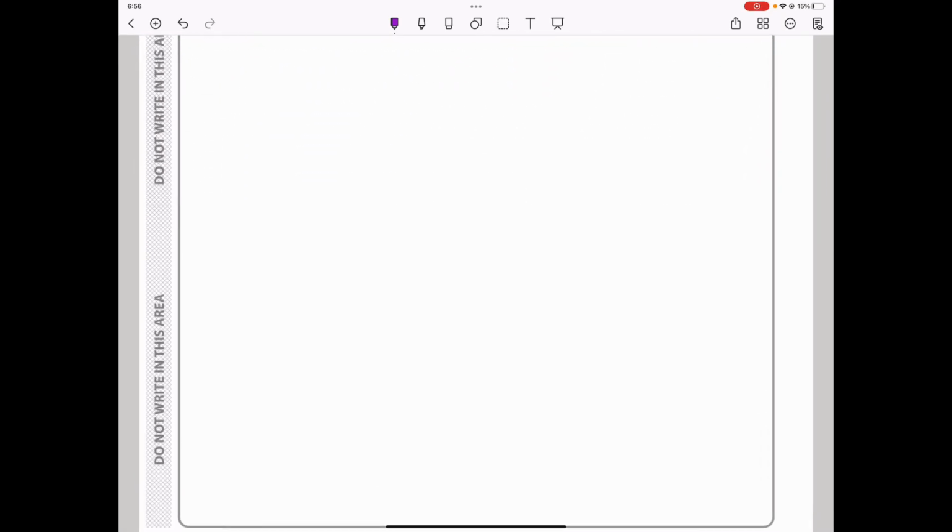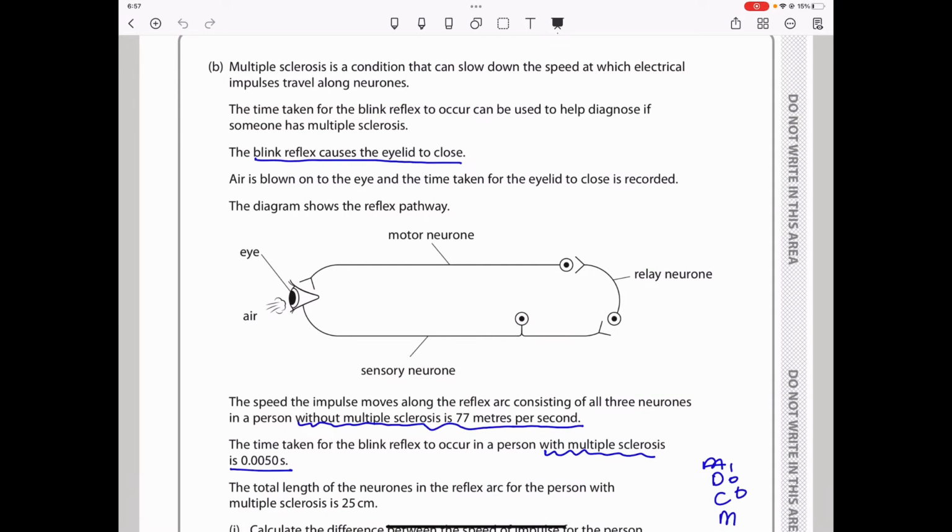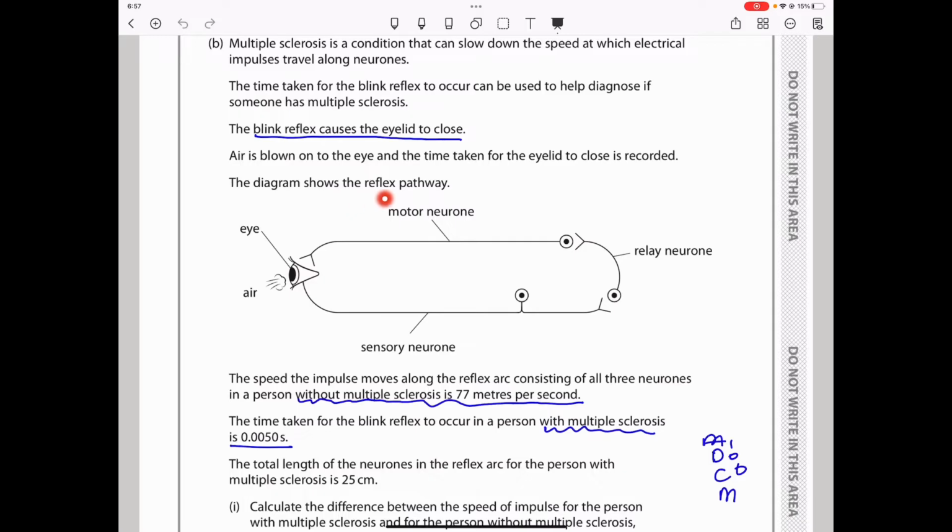So I will continue to the next part. The next part says, multiple sclerosis is a condition that can slow down the speed at which electrical impulses travel along neurons. The time taken for the blink reflex to occur can be used to help diagnose if someone has multiple sclerosis. The blink reflex causes the eyelids to close. Air is blown onto the eye, and the time taken for the eyelid to close is recorded. They say the diagram shows the reflex pathway. So here we have the eye, air is blown. Here the information goes through the sensory neuron, and then to the relay neuron, and back to the motor neuron, which causes you to blink.